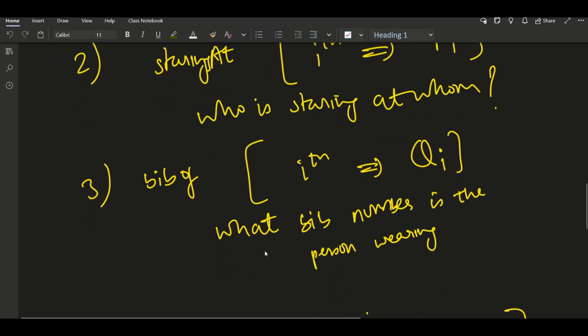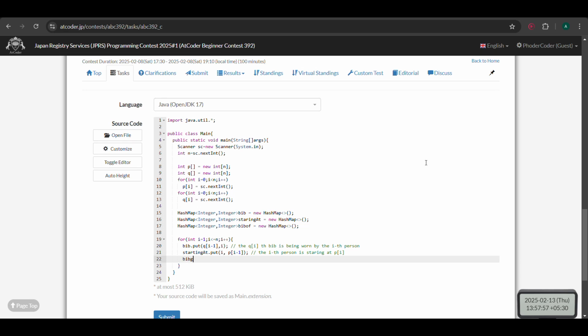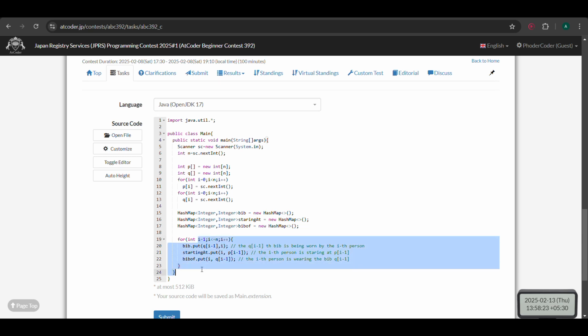Now for the bib of, the ith person is wearing the bib q of i. Same thing here, we must subtract 1 from it, right? The ith person is wearing the bib q of i. So in fact p of i minus 1 and q of i minus 1, and here also q of i minus 1 here also. Alright, so q of i minus 1 done. So I have finally completed the hash maps.